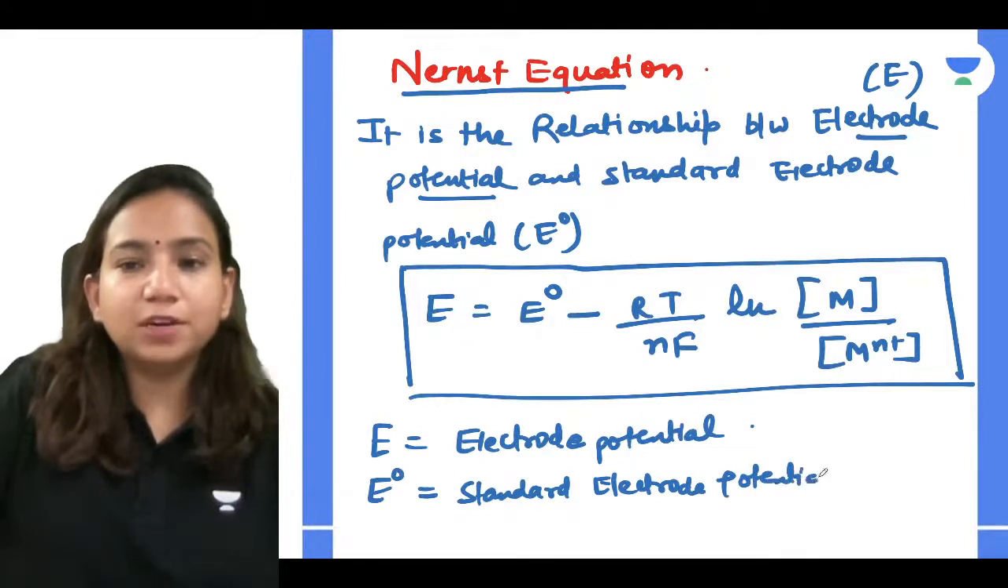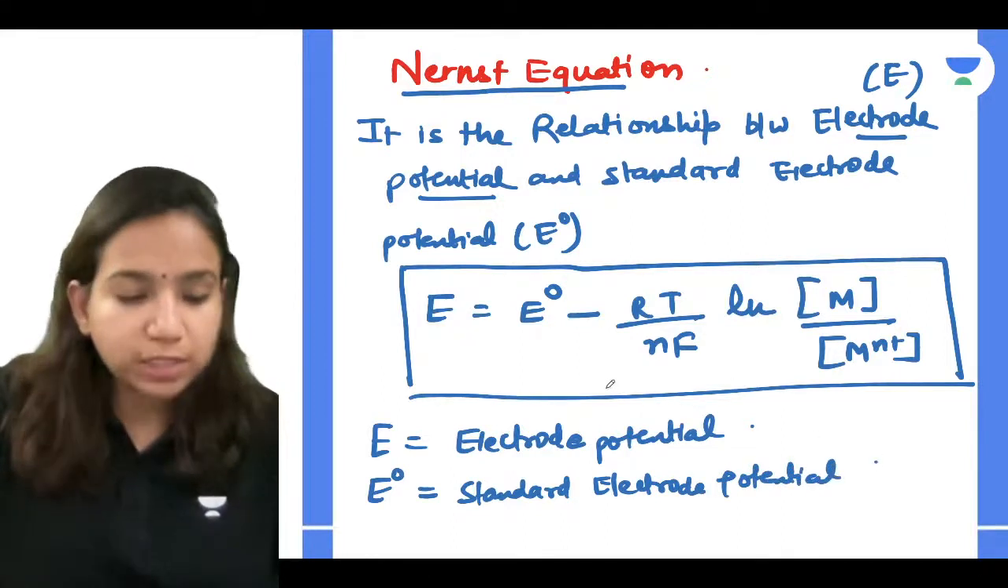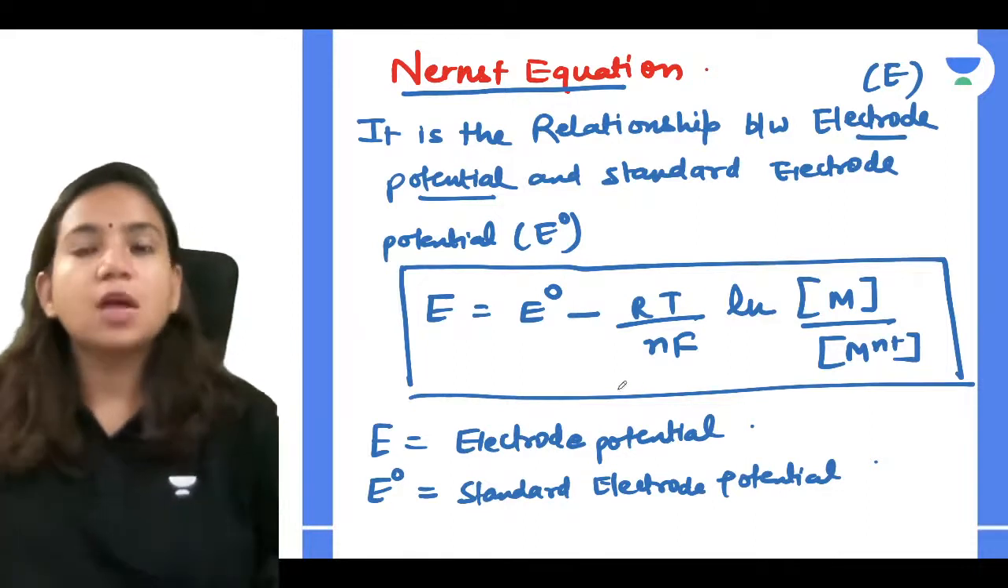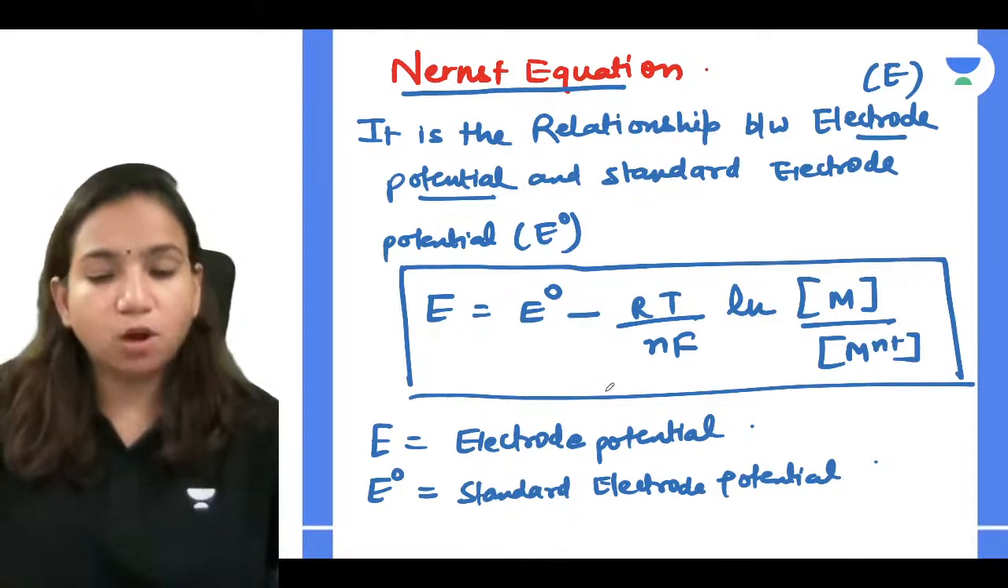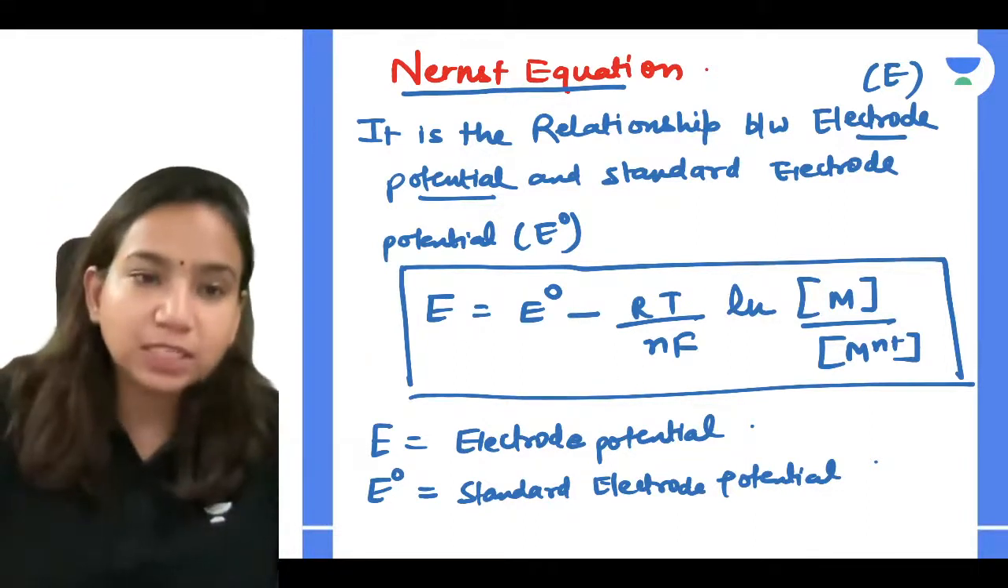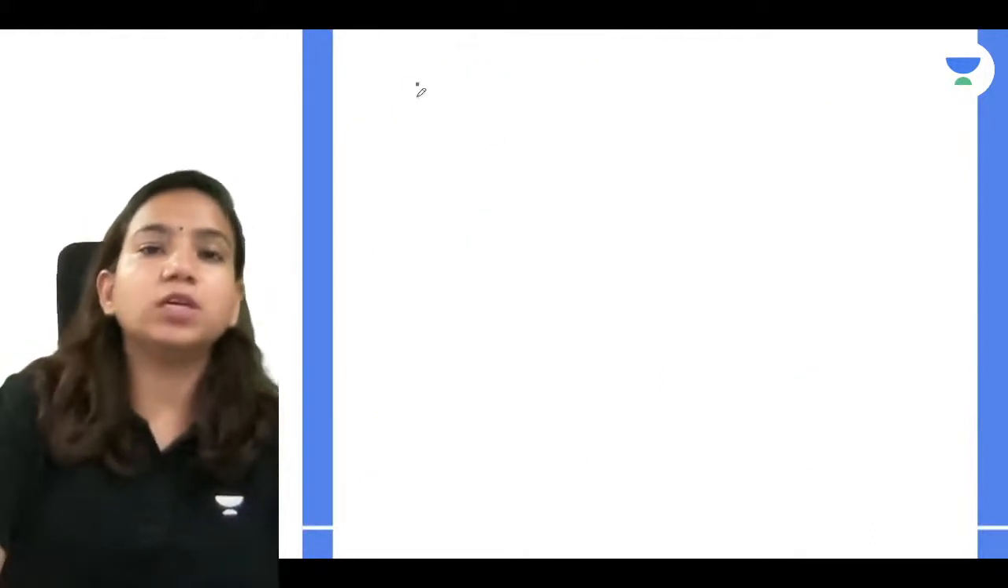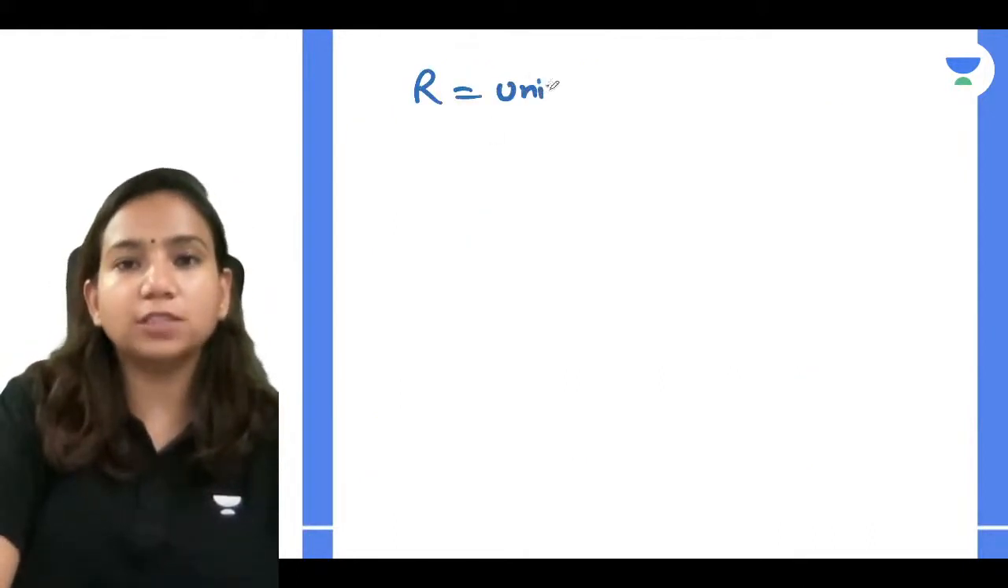Now what is R here? R is the universal gas constant, which has several values, but here we generally use the value which has joules as its unit. So R is nothing but the universal gas constant.